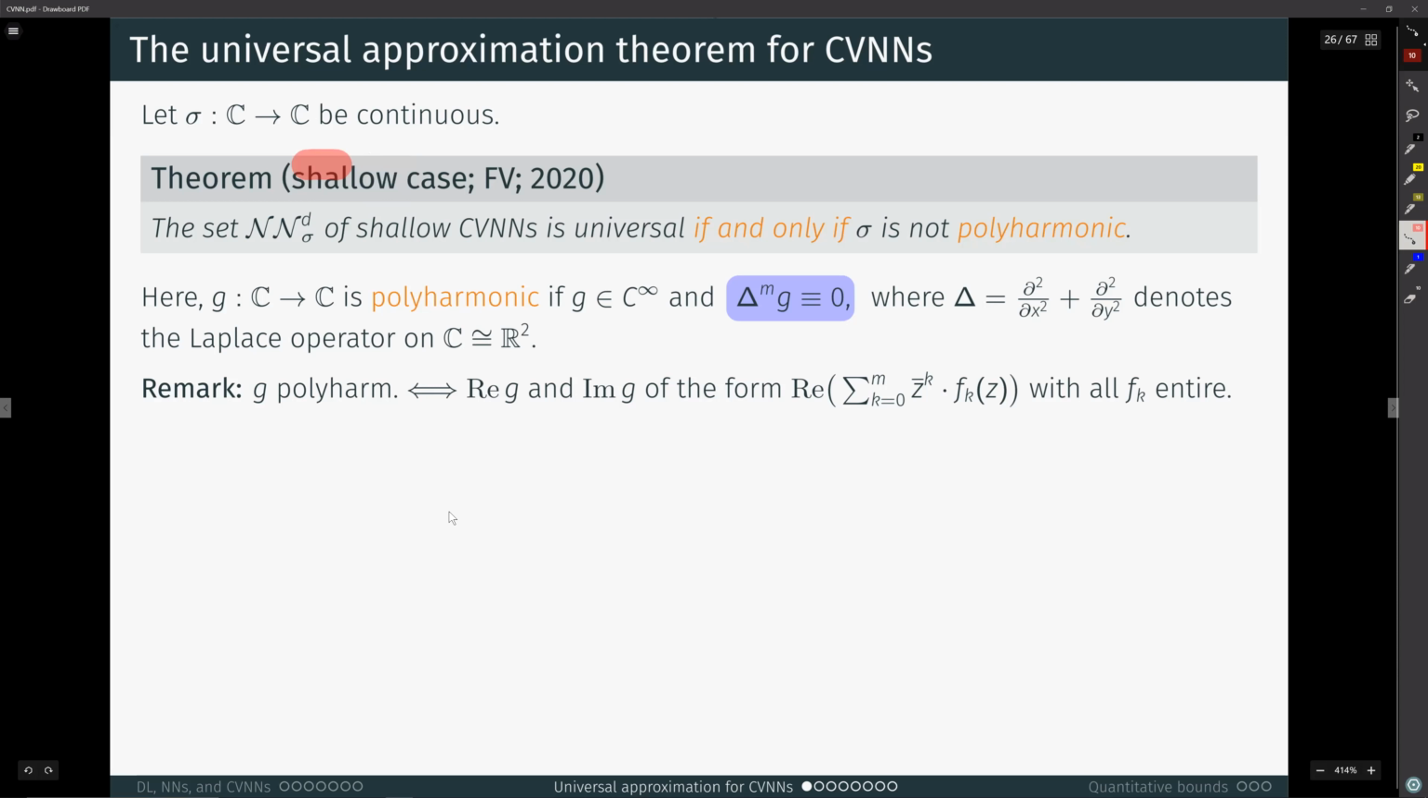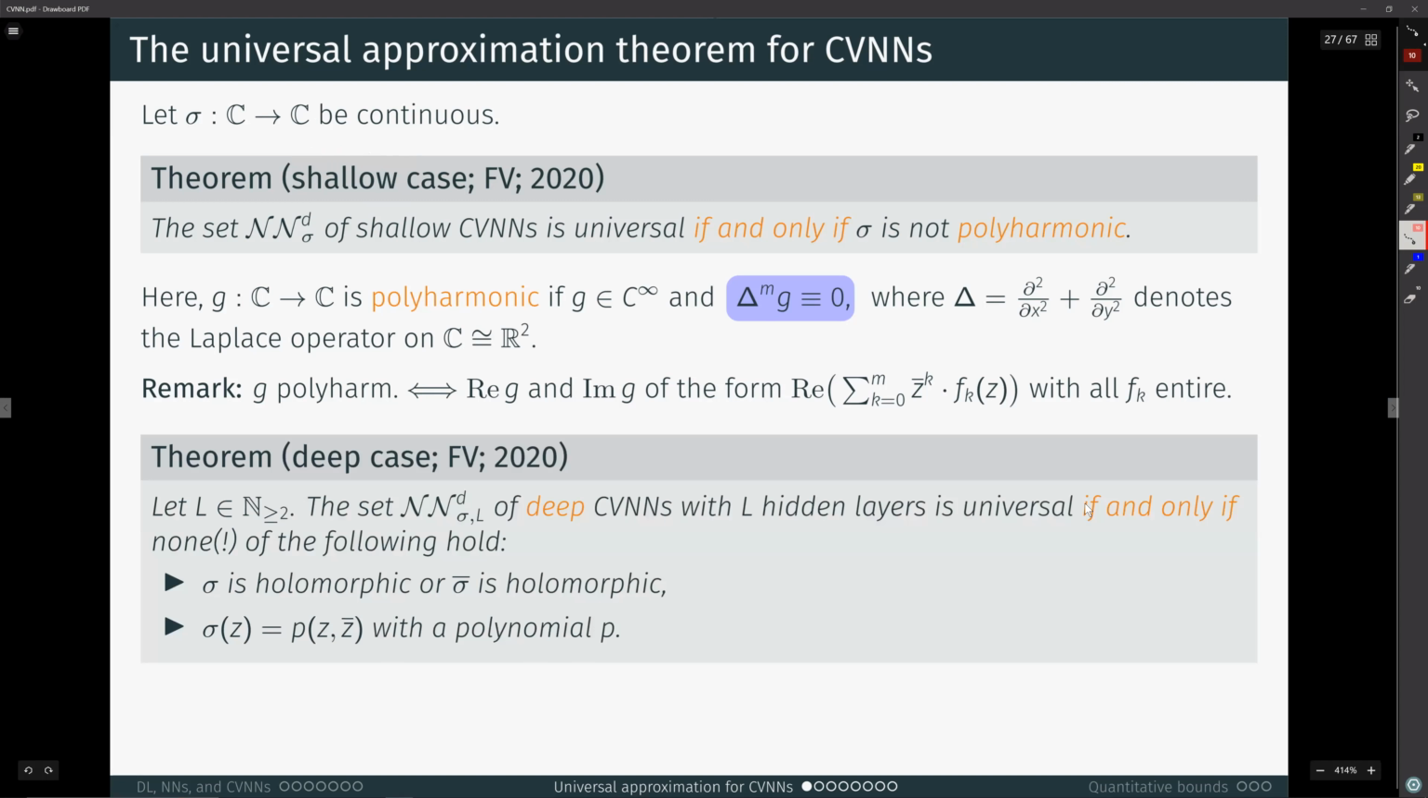So if you look at all networks of a fixed depth, which should be at least 2, so you have at least 2 hidden layers, then it turns out you get universality if and only if sigma is neither holomorphic, nor anti-holomorphic, nor a polynomial in z and z bar. Okay, which is somehow interesting. The two conditions do not match.